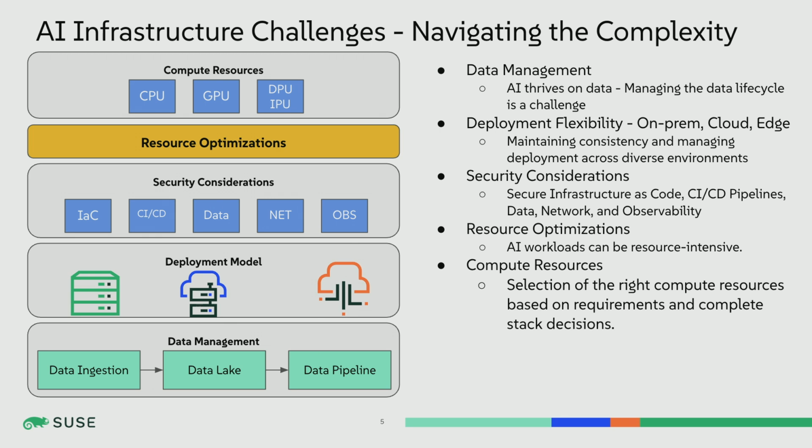You have the data layer: data encryption, access control, data governance. And then when you look at things like network security, network segmentation, private endpoints, and potential intrusion detection and prevention. So these are all challenges on the security layer.